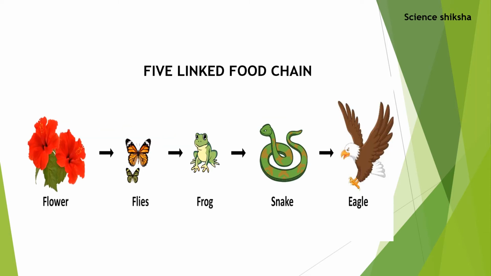Next is the five-linked food chain. In a five-linked food chain, five organisms are linked with each other. Here, flower is eaten by flies, and flies are eaten by frog. Frog is eaten by snake, and snake is eaten by eagle. So, in this food chain, five organisms are linked.